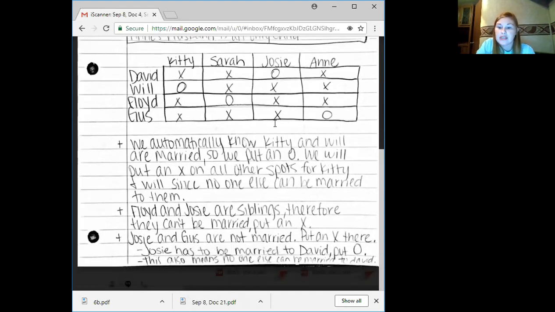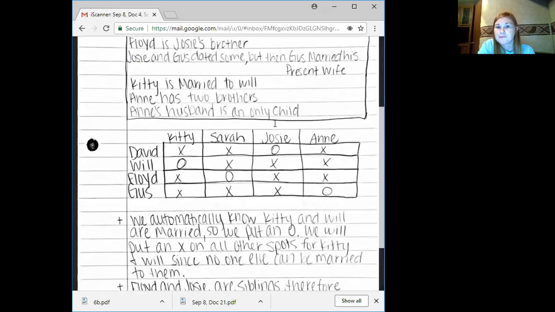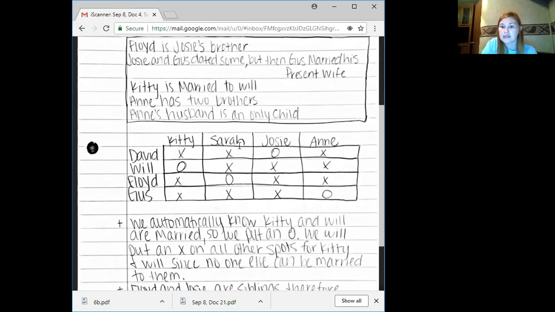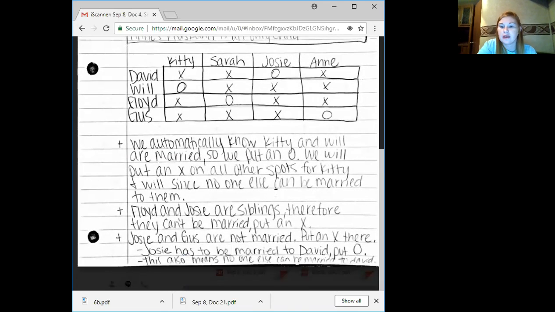And then it says Josie and Gus are not married. The reason we know that is because it says they dated some, but then he married his present wife. So therefore we know they are not married. So for Josie and Gus right here, we're going to put an X as well. And then our next statement says that Josie has to be married to David.